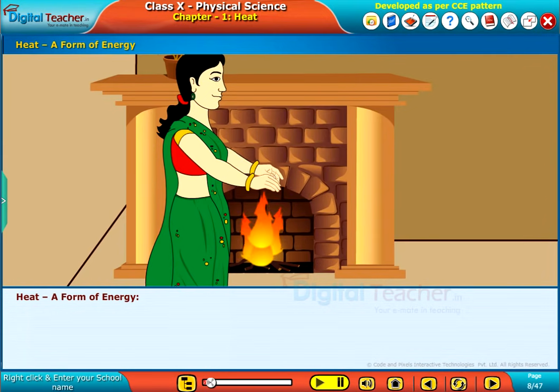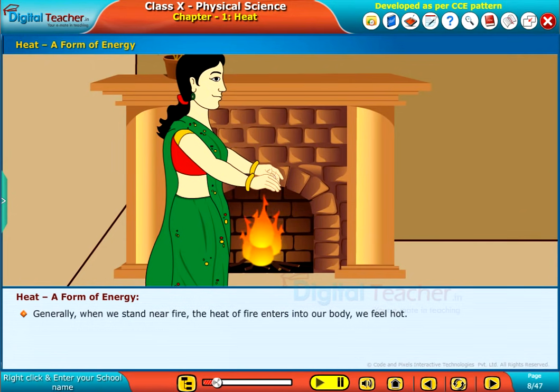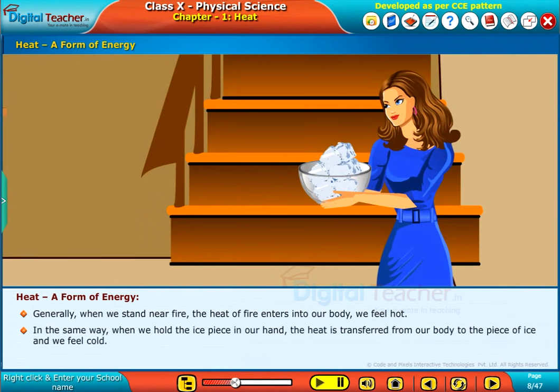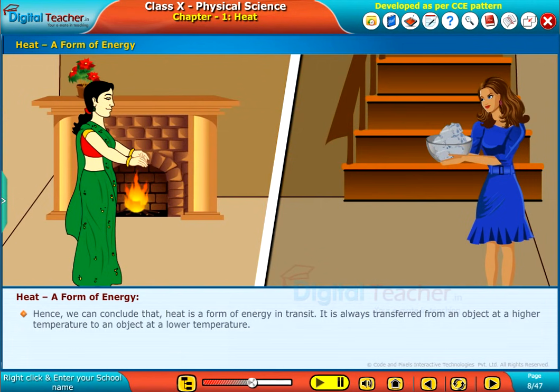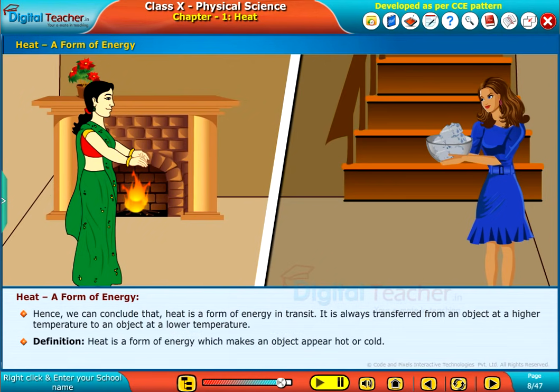Here, we are going to discuss heat. Generally, when we stand near fire, the heat of fire enters into our body, and we feel hot. In the same way, when we hold a piece of ice in our hand, the heat is transferred from our body to the piece of ice and we feel cold. Hence, we can conclude that heat is a form of energy in transit. It is always transferred from an object at a higher temperature to an object at a lower temperature. Definition: heat is a form of energy which makes an object appear hot or cold.